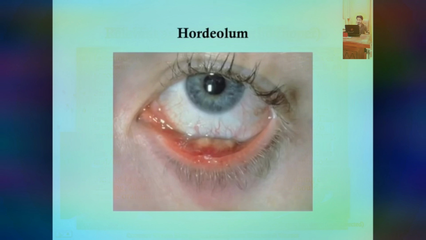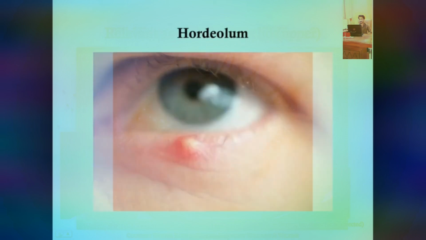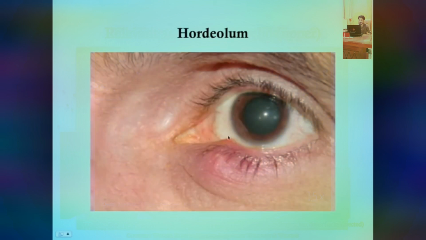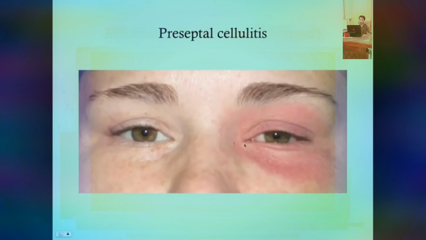So here's a hordeolum. Again, it's difficult to distinguish this just by looking at it. You have to ask the patient, is there pain? So here's how it kind of looks like a pimple on the eye. And then this is preseptal cellulitis. So the infection can spread. And this patient, if they have a hordeolum along with preseptal cellulitis, then you're going to need to give them oral antibiotics.